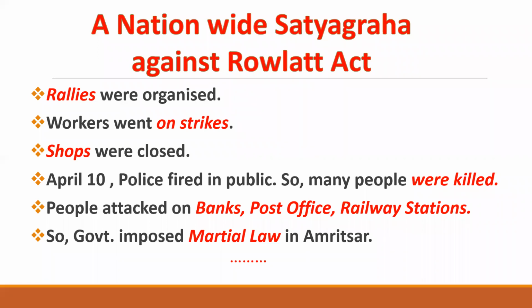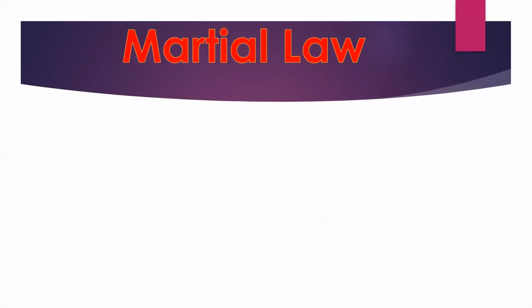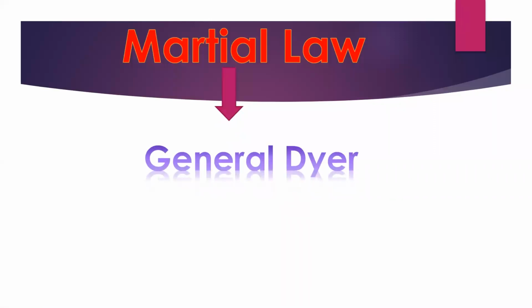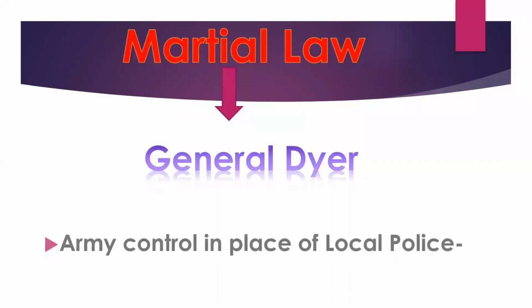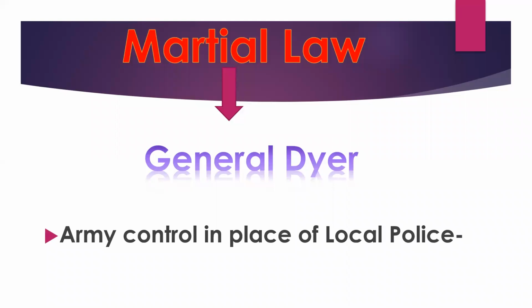So first of all, let's study what is martial law. If you think about martial law, it was imposed under the leadership of General Dyer. Means General Dyer was the head of this martial law, and it was imposed in Amritsar. According to the martial law, army control would be there in place of the local police.